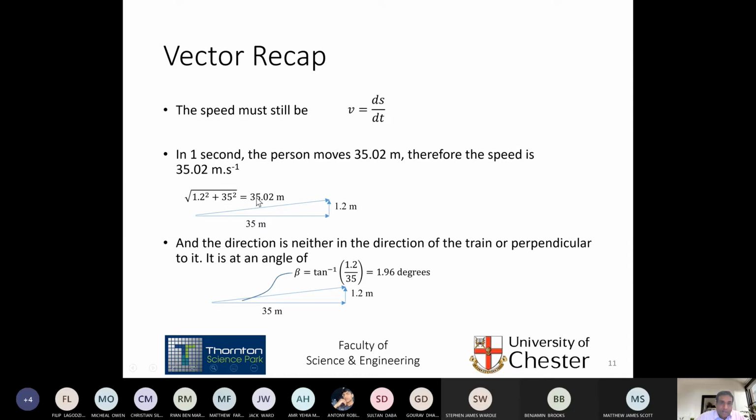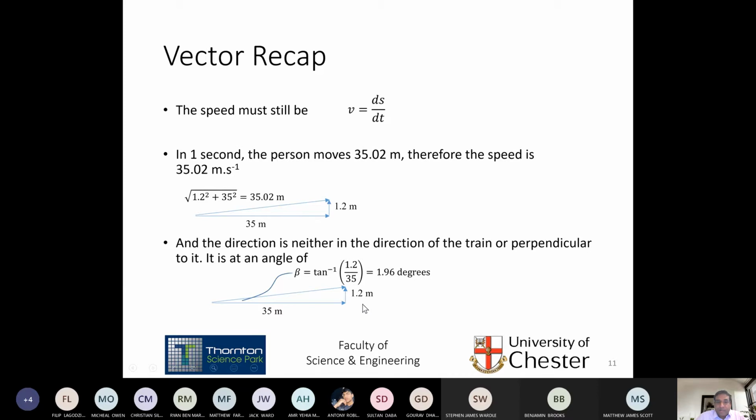And how do we get that? Well, it's simply by using Pythagoras' theorem. So 35 squared plus 1.2 squared, square root of that. That gives you the speed of the person. And if you then add the angle at which he is moving, you get the velocity. The direction is neither in the direction of the train nor perpendicular to it. It is at an angle of tan inverse 1.2 divided by 35.